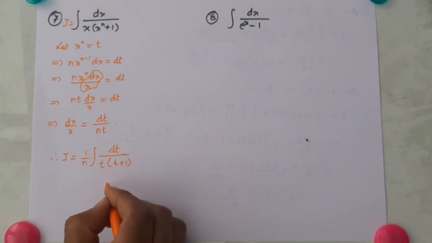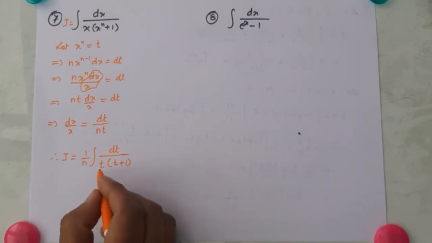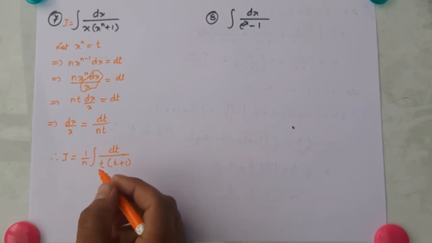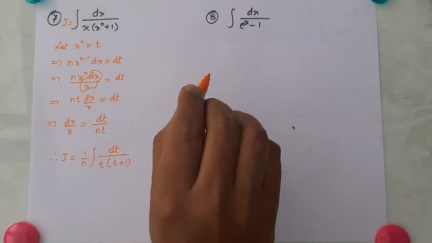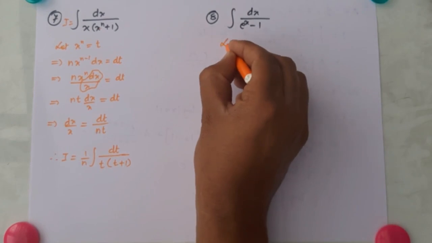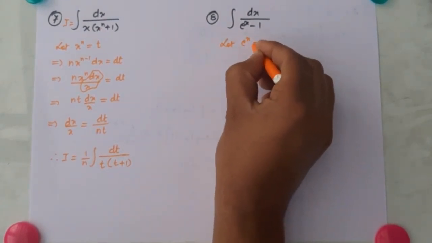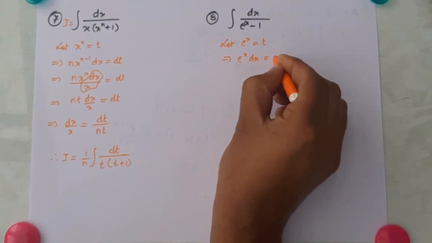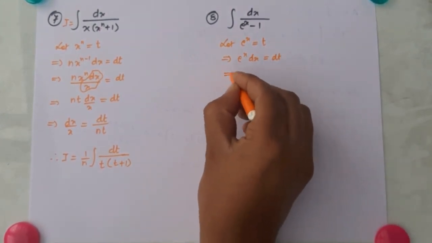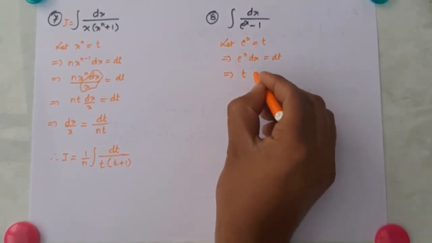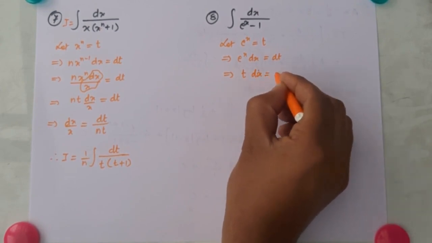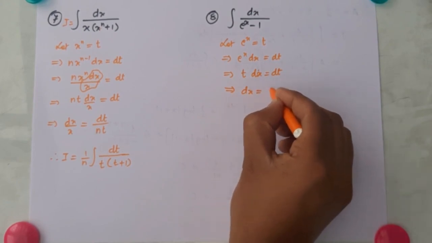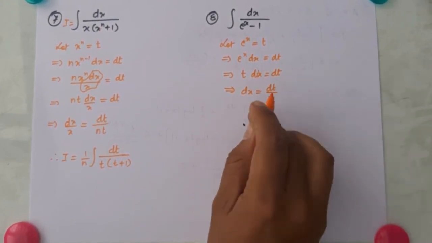Okay, so after this, will you be able to do this? Definitely. So you can go with integration using partial fraction. So I'm going to do the same thing with this also. So let e to the power x is equals to t. So from here you get e to the power x dx will be dt. Okay, so e to the power x is t in fact. So t dx is equals to dt. So what is the value of dx? The value of dx turns out to be dt by t.